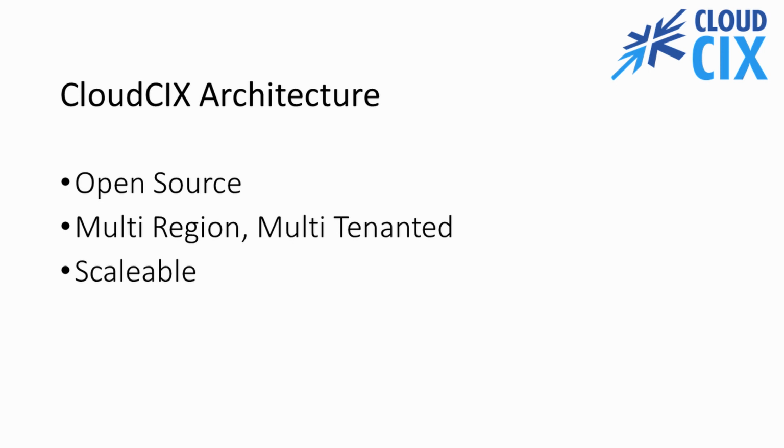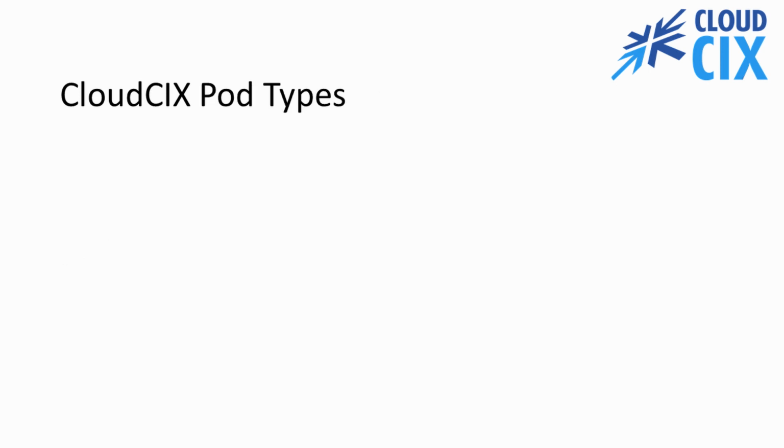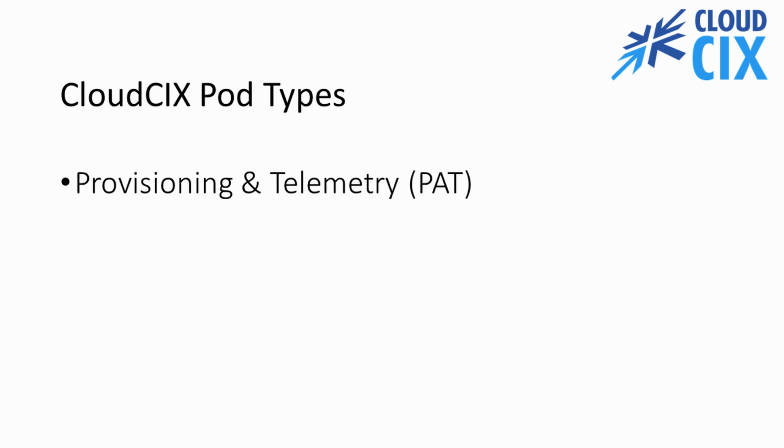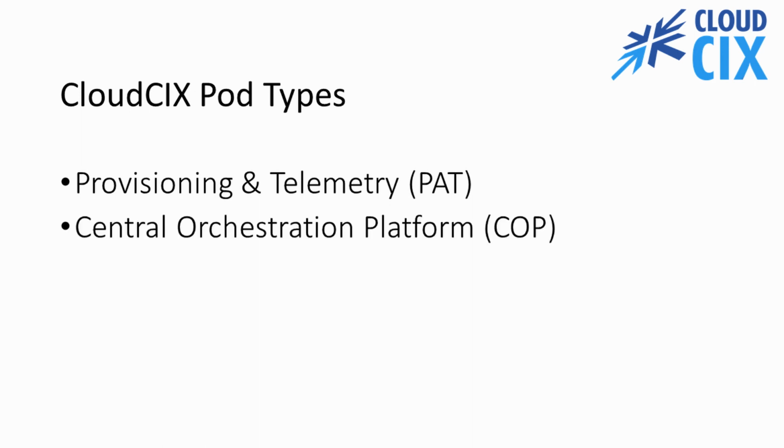We will describe CloudCIX architecture and then show you how that architecture can be used to install public and private clouds. We start by describing how different flavor pods are combined to build clouds for different needs. CloudCIX is built in hardware pods. There are three flavors of pod: a provisioning and telemetry, or PAT flavored pod, a central orchestration platform, or COP flavored pod, and a region flavored pod. A pod can have one flavor or can be a blend of two or even of all three flavors.